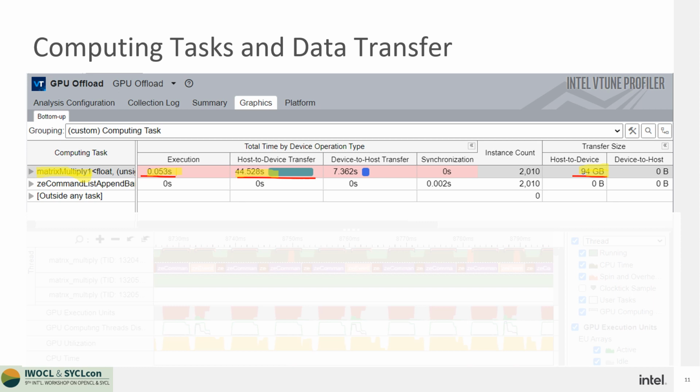And finally, you might also need to understand if the number of instances of the kernel being executed corresponds to what you're expecting. Probably this kernel is being called too many times, and this might be the reason for such an overhead for execution.